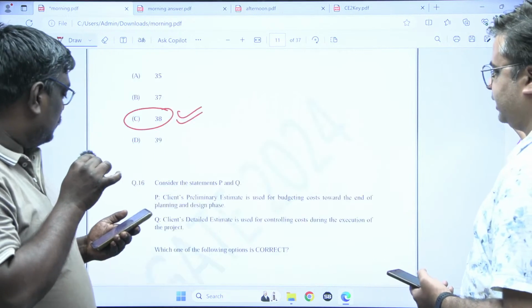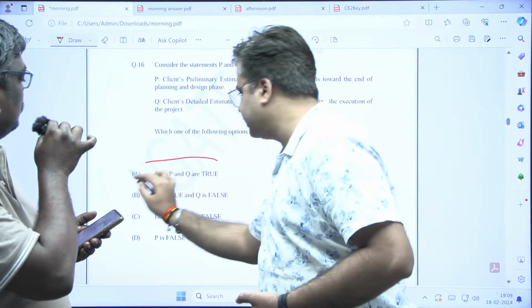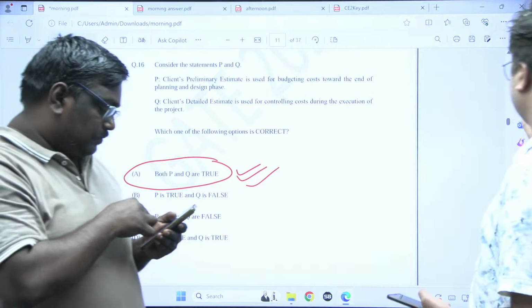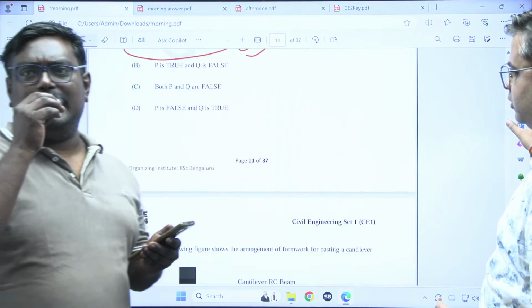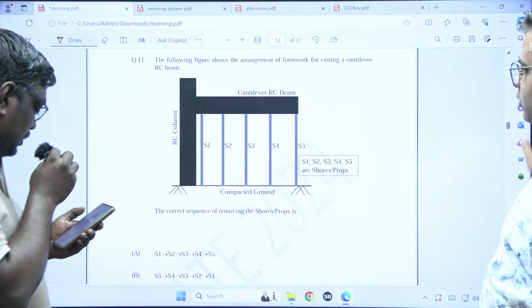Next is the 16th question. Option A: both P and Q are correct. So this statement is both P and Q are correct. Option A is correct. Students, I will be reading the question if required. If any issue, please let me know.